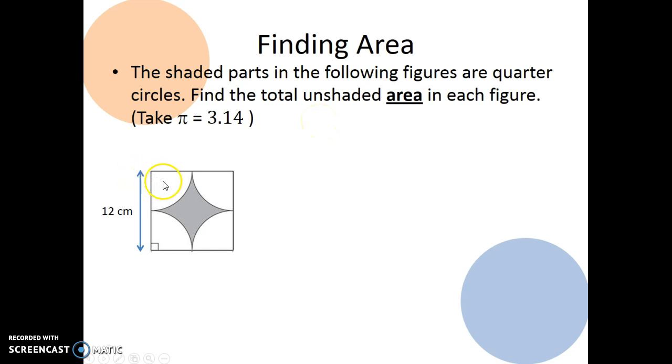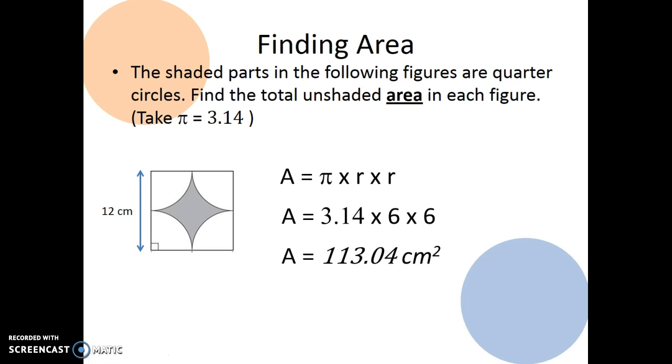Okay, so I've got 4 quarter circles here, don't I? 1, 2, 3, 4. And I'm finding the area of that. So all I'm going to do is find the area of one whole circle, because 4 quarter circles are going to be the same as one circle. So there's my formula, pi times r times r. My radius is 6. I can tell because I've got a measurement of 12 right here, and that's 2 quarter circles stacked on top of each other. So 3.14 times 6 times 6, and I'm going to end up with an area of 113.04 centimeters squared.